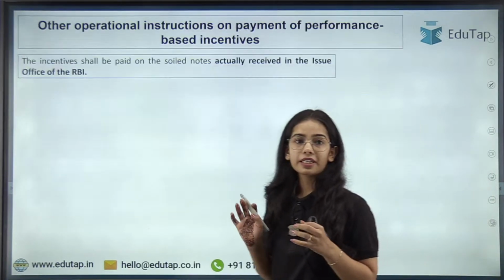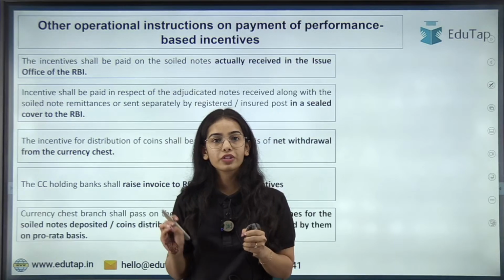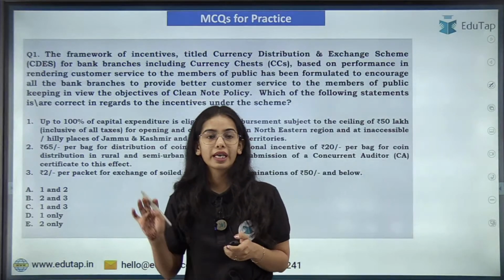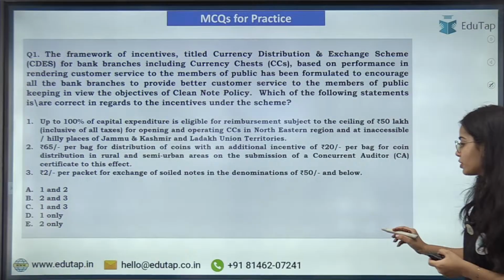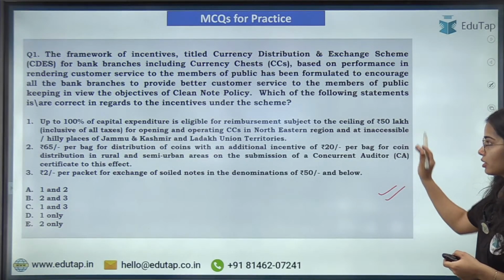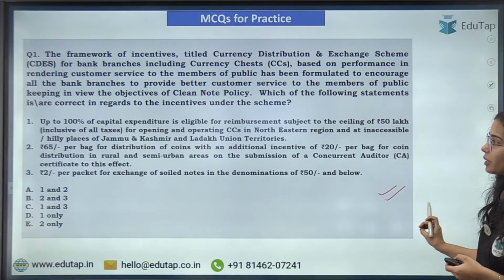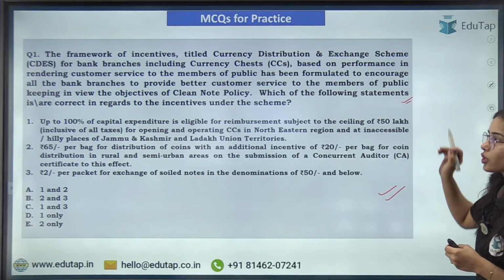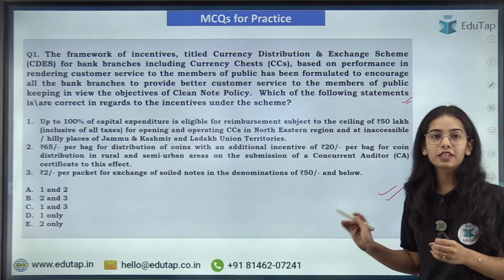So these are the incentives that we have discussed, and I hope all of these points are very much clear to you. And this is the first question. I hope you will be easily able to answer this question. In this first question, you have to tell me which of the following statements are correct in regards to the incentive under the scheme.